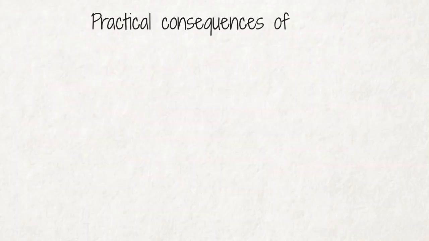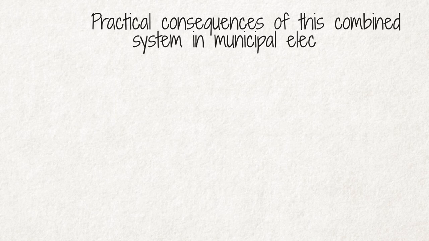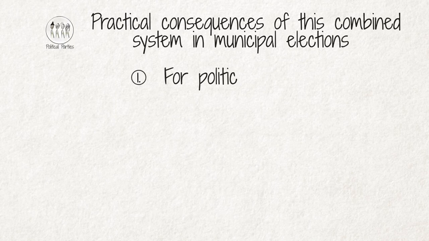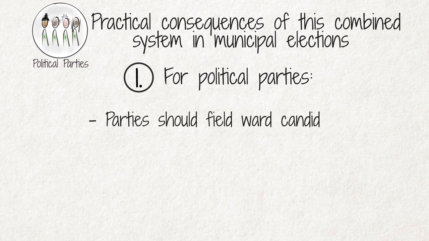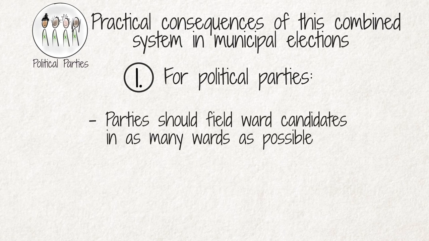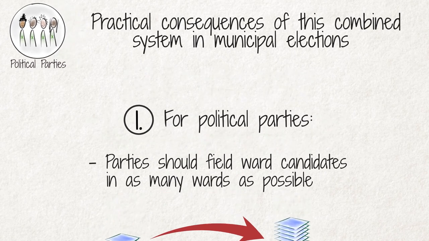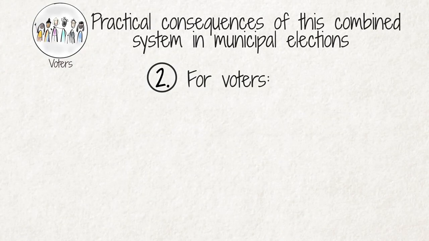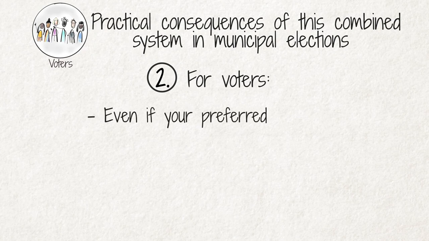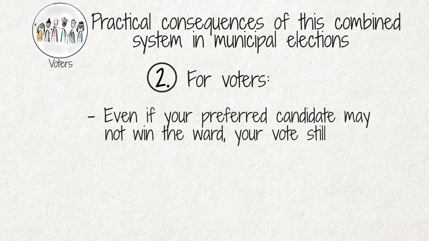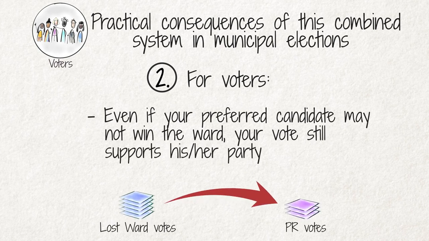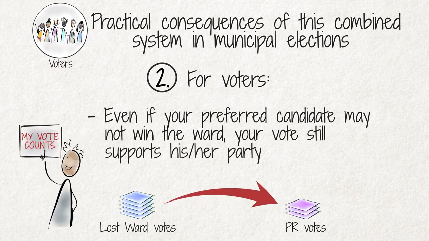Practical consequences of this combined system in municipal elections. Political parties should try to field ward candidates in as many wards as possible, even in wards where they think they can never win, because even the votes for a losing ward candidate will still help that party. Voters should go out and vote, even if they think their preferred ward candidate can never win the ward. Their candidate may not win the ward, but their vote still supports that party that has nominated their candidate.